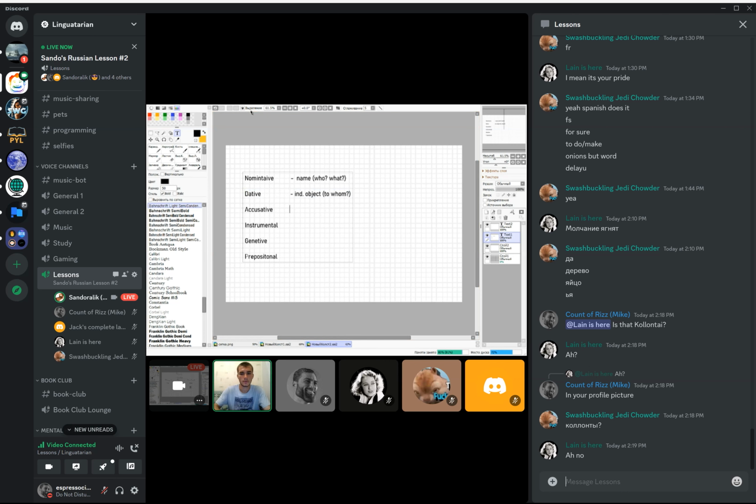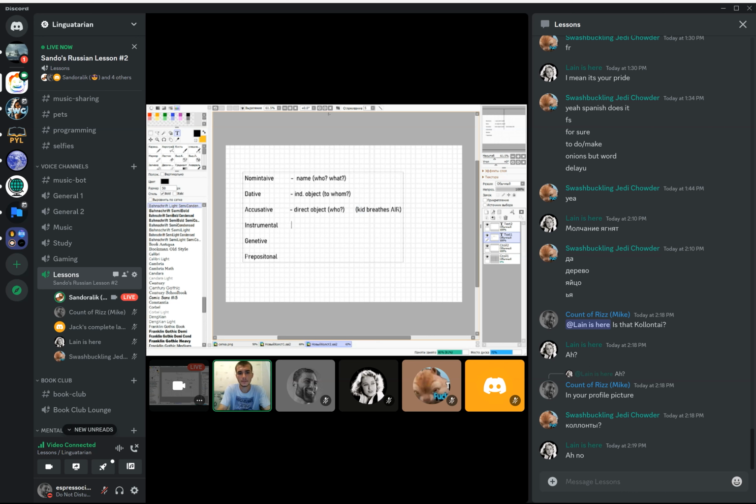Now, accusative. It signifies the direct object. So who, again, right? This is a bit different from the nominative because now we're talking about who accepts an action. So, for example, let's say kid breathes air. So the air here will be the accused one, right? Because this is the one who is receiving the action of the kid.